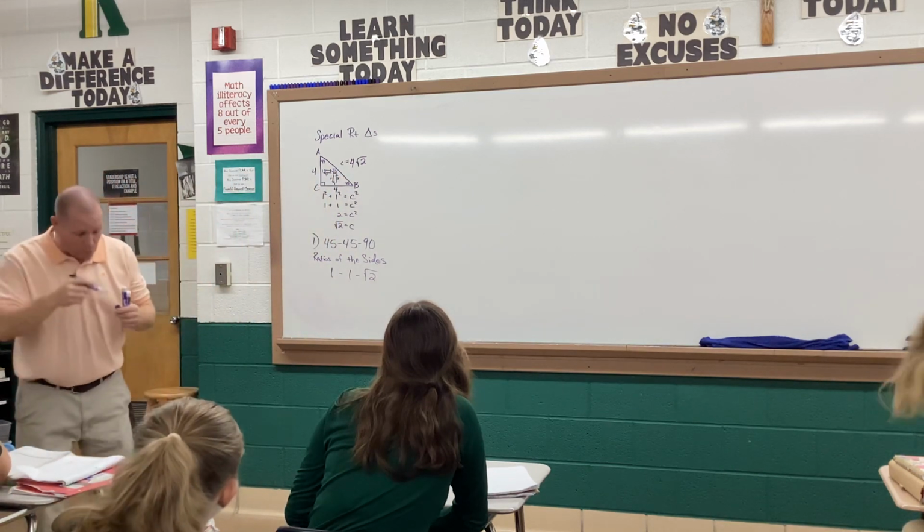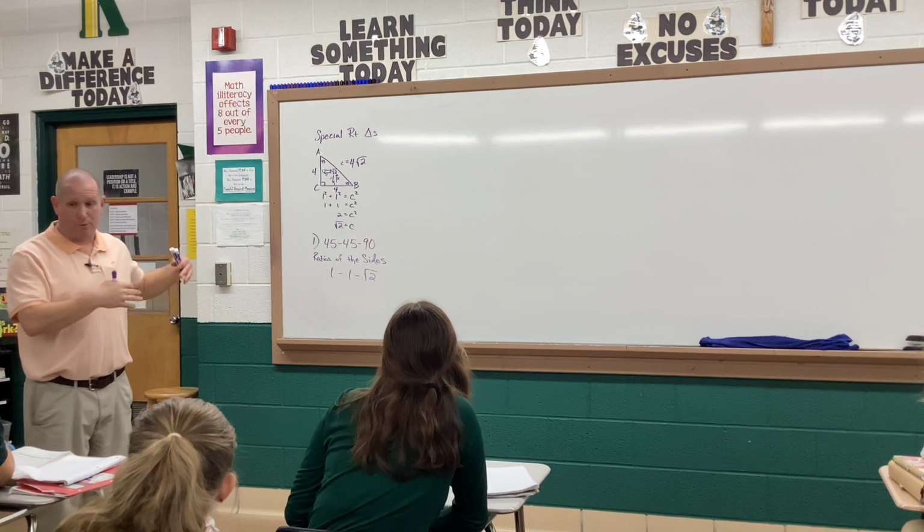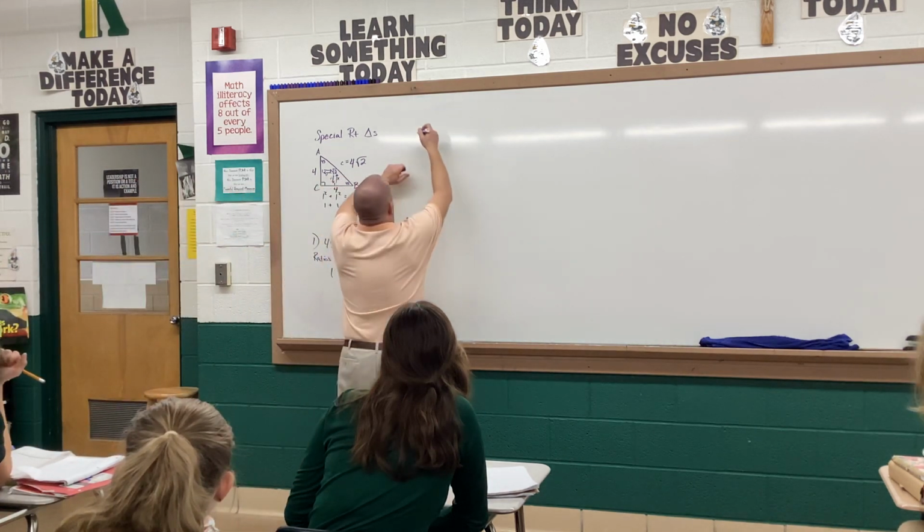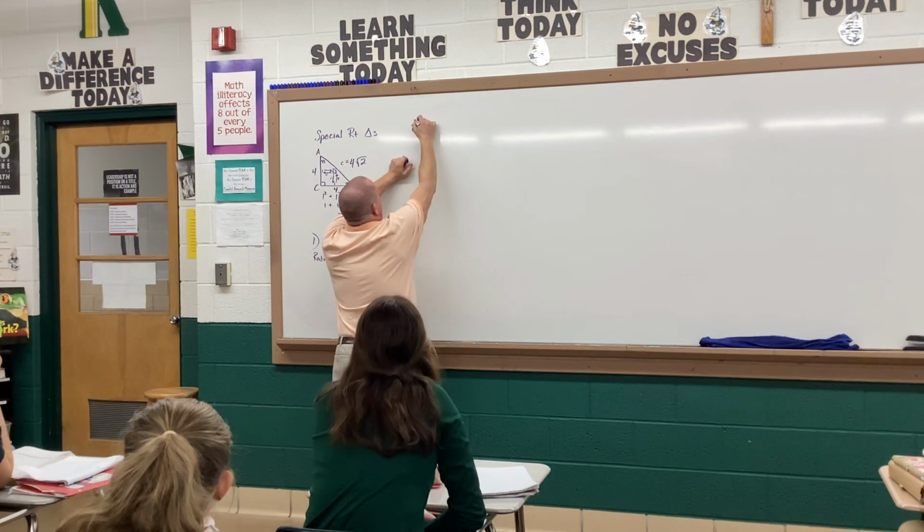So if you're going towards, you're going to multiply. If you're going away, you're going to divide. So you just divide by the square root of 2. By the square root of 2. So let's do another one.